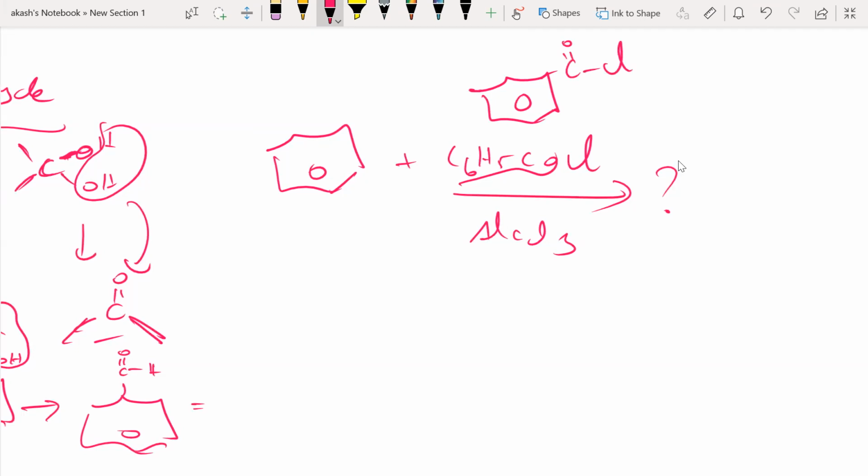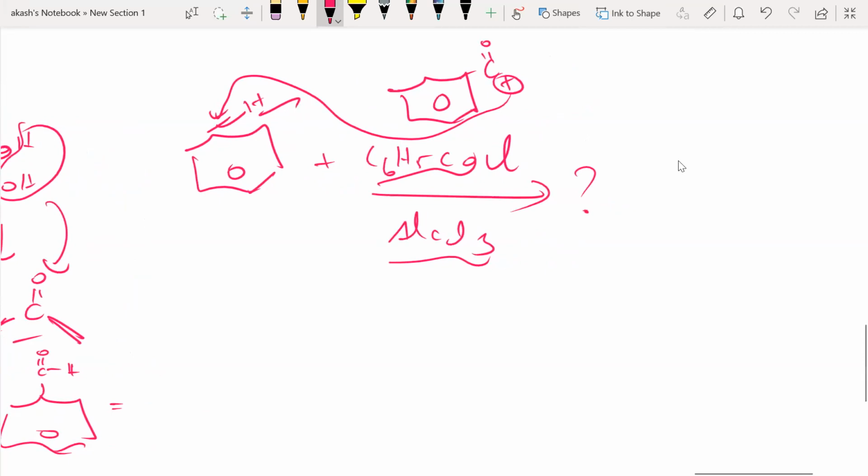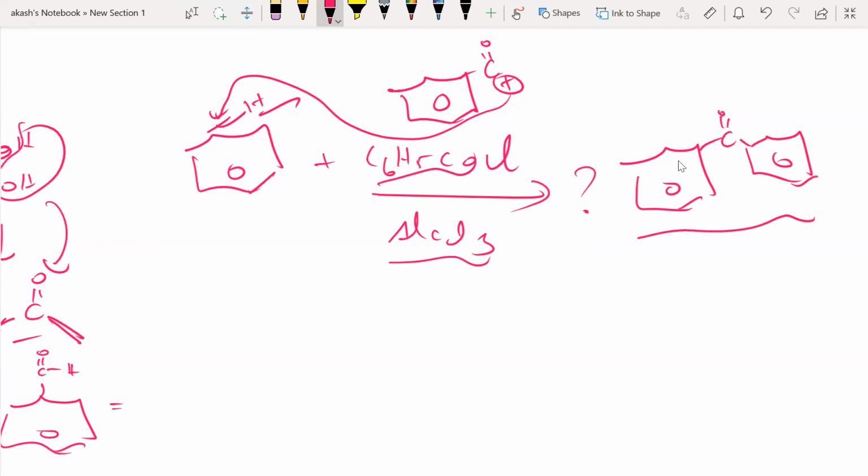We know what is going to happen, right? The moment AlCl3 is there, it will take up the Cl minus to form this particular electrophile, and that electrophile is going to come and attack your benzene ring and remove the hydrogen. The hydrogen will be removed, and then you'll be able to go for the acylation. So the final product you might have predicted by this time: C double bond O, attached to a benzene ring. This is the final one. I hope that is also okay to you, right?